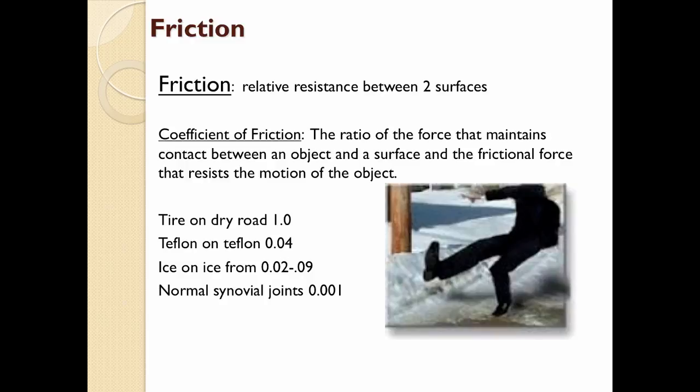And then a normal synovial joint, though, has a really low coefficient of friction. It's at 0.001. So that produces little friction between our joints. Low friction produces low wear. So we know that if we drive our car long enough, the tire, because of the friction between the tire and the road, is going to wear over time, and eventually that tire is going to wear through. Same thing happens with our joints, but at a much slower rate because we have a lower coefficient of friction.